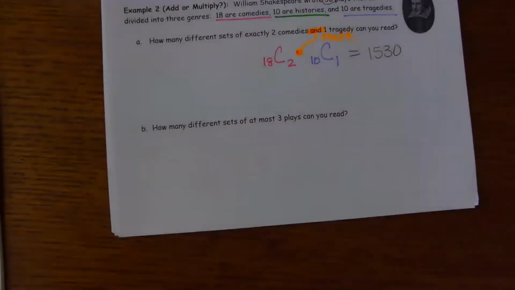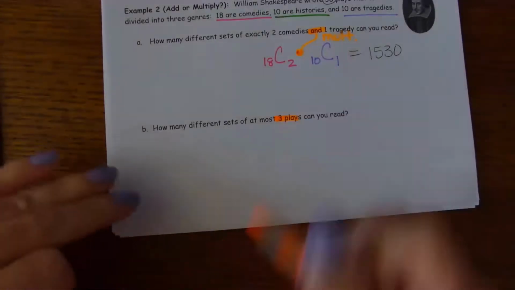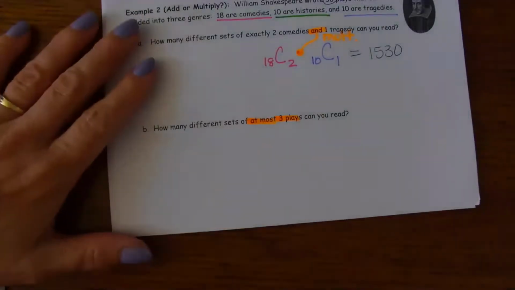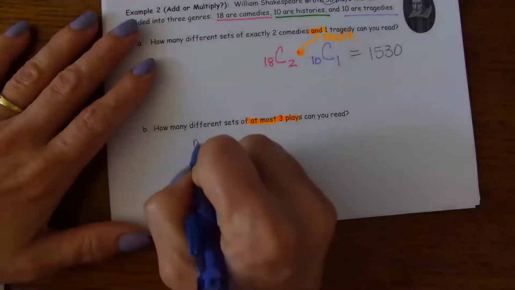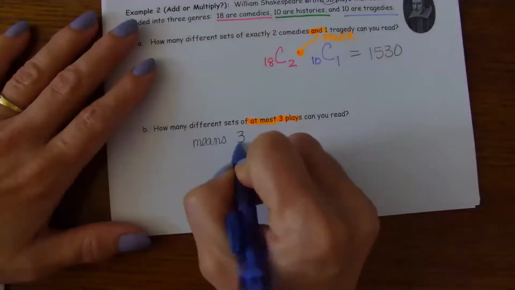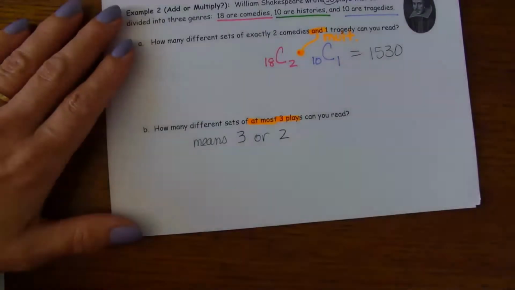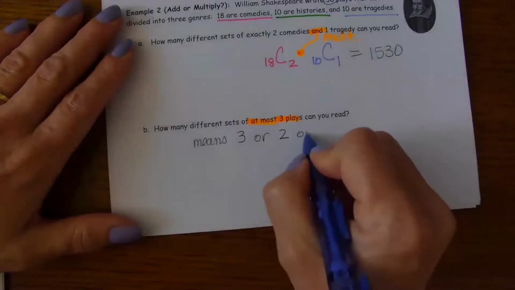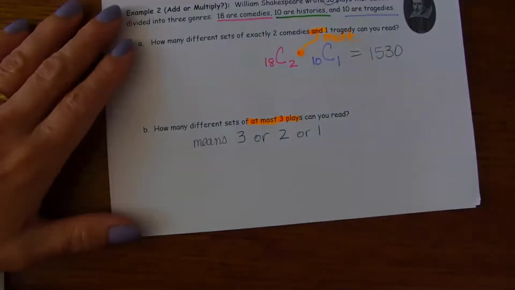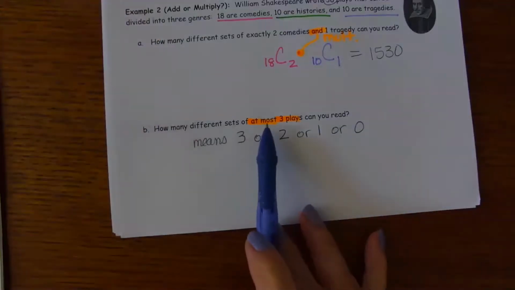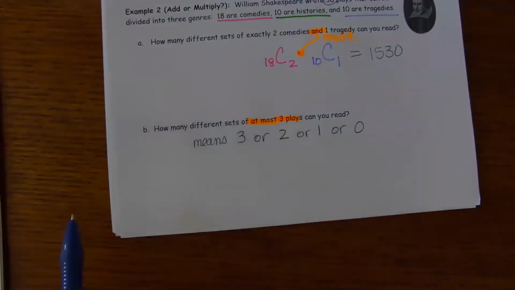How many different sets of at most 3 plays can you read? What does that mean? If I'm going to read at most 3, am I allowed to read 3? Yes. Would reading 2 qualify me? Would reading 1 qualify? Yes. How about reading none? Yeah, I could read none. So this says at most 3, so that means any 3 or less works, right?